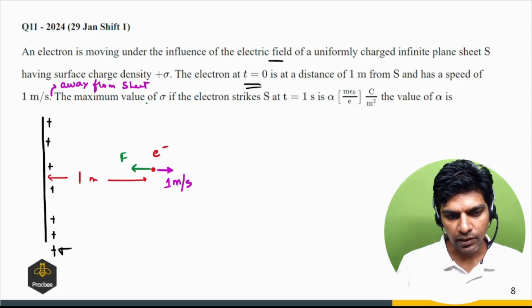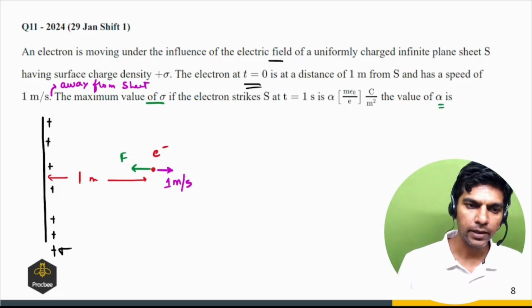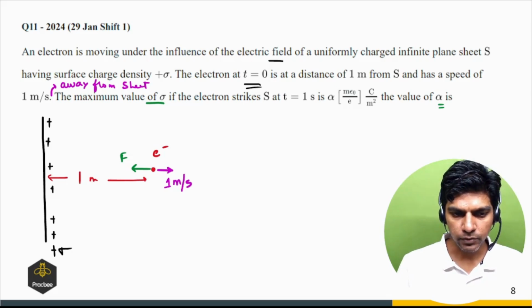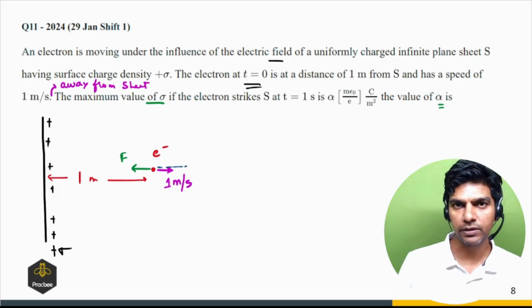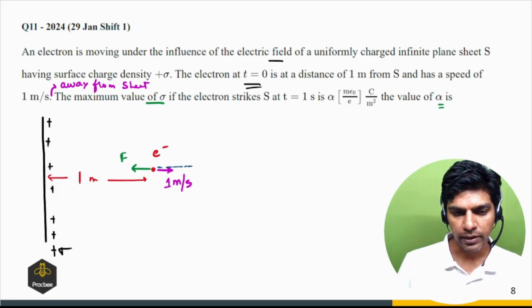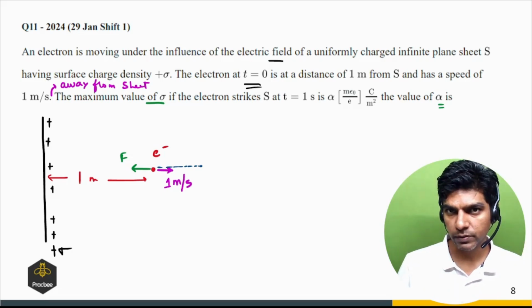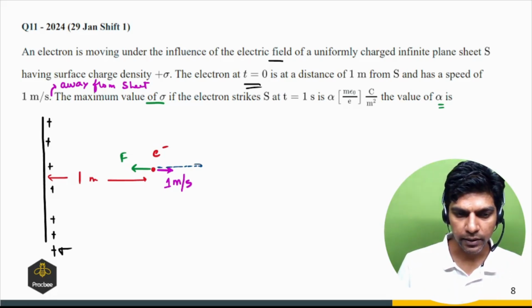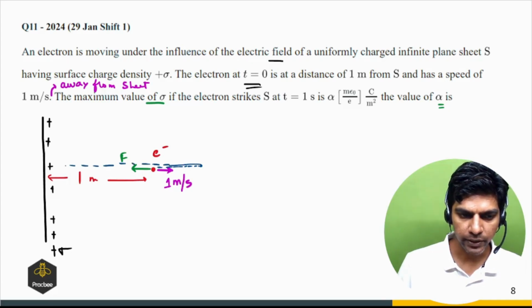So the maximum value of sigma if the electron strikes S at 1 second is alpha times m epsilon naught by e, the value of alpha. So we have to find the value of alpha. And if I show the trajectory of the electron, first it will slow down because the force is in the left direction, velocity is in the right direction, and at a certain instant its velocity will become 0 for a moment, and then it will retrace its path, and then it will hit the plate at t equals 1 second.